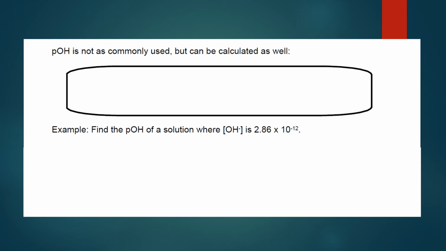pOH is the other scale that we can use. It's not as commonly used. You wouldn't go out and test a swimming pool and say, oh, it's got a pH of 5.2, but it also can be calculated as well, and you'll see it in some scientific texts. And the pOH similarly is the negative log of the concentration of hydroxide. So this is kind of a baseline calculation. It keeps everything in that base side of things.